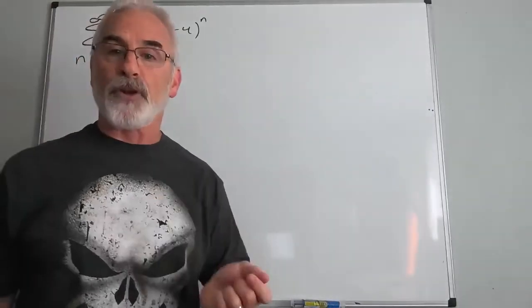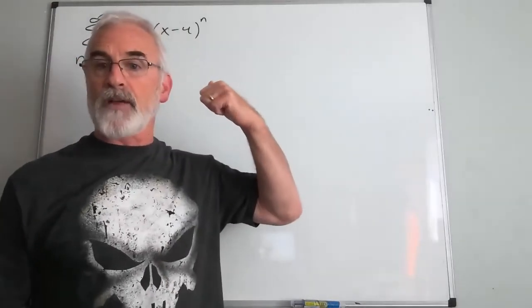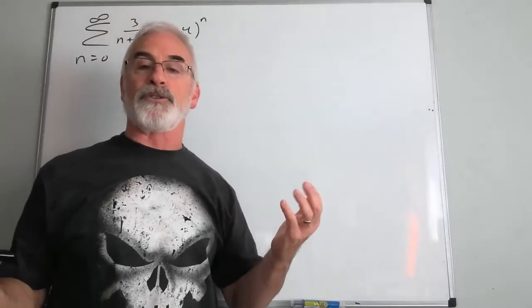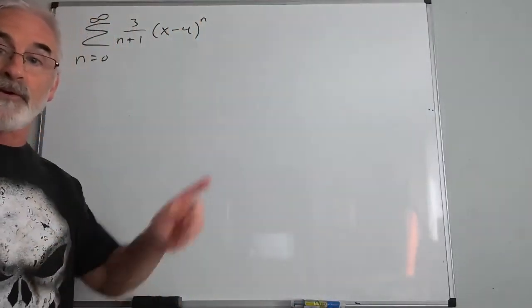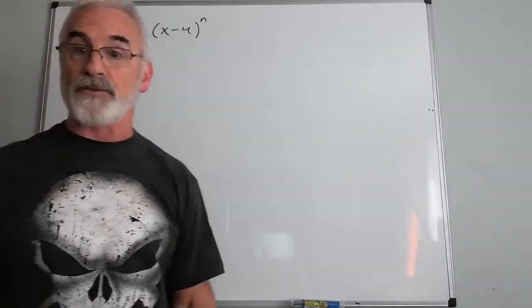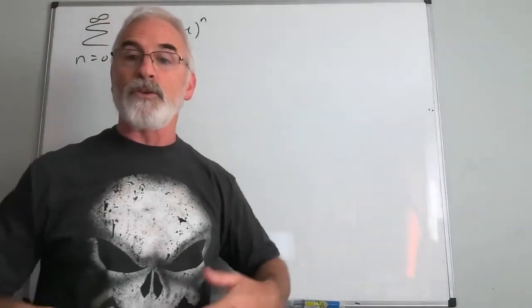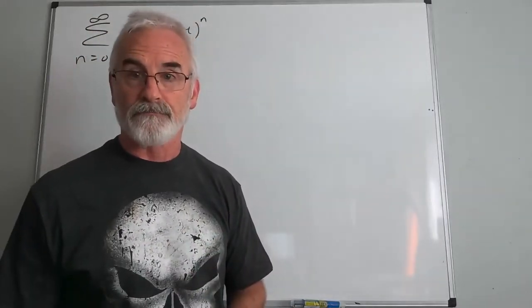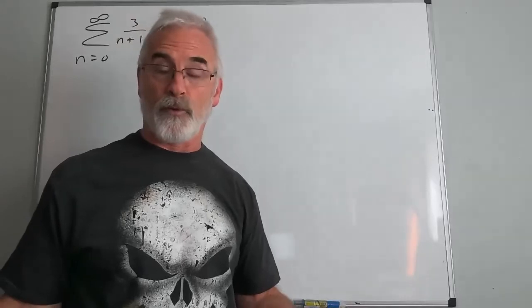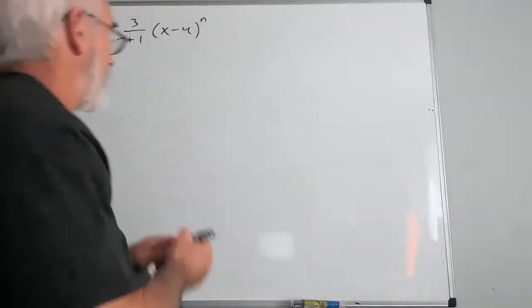So I have to determine if this is convergent or divergent, but I can't determine that in general. I have to determine if it's convergent or divergent for which specific values of x. And so the way we do this is always the same. We use a ratio test. There's no other way I can determine convergence without a ratio test.